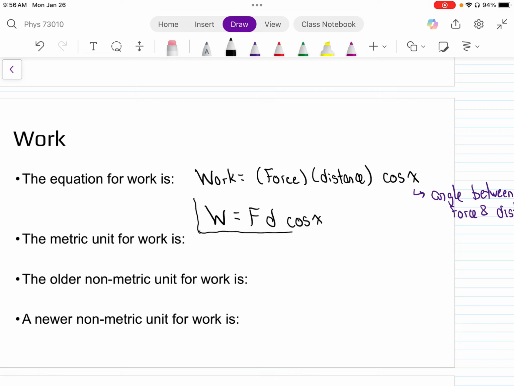The metric unit for work, one of my favorite metric units. Force we talked about, force is in newtons. Distance we talked about, that should be in meters. So technically the unit should be newtons times meters. Cosine of X doesn't have a unit, so it's just newtons times meters. Technically it should be in newtons times meters, but they named it after a cool physics guy whose last name was Joule. So the metric unit for work is joules, or capital J for short.